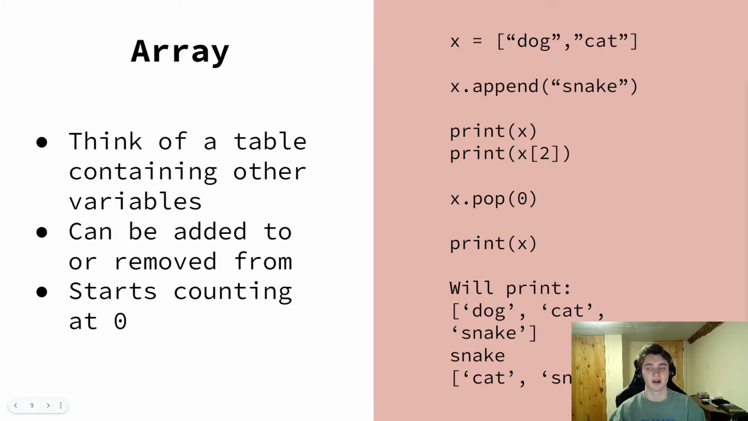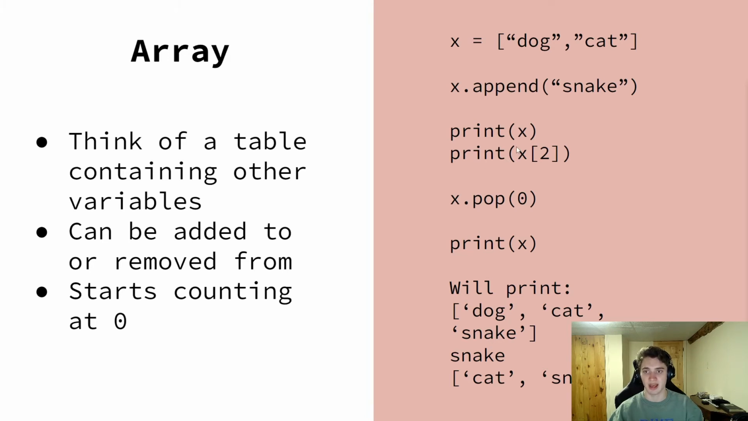And last on our prerequisite knowledge is an array. An array is a table of other variables. It can be added to or removed from, and it's important to remember that it starts counting at 0. So here we have x equals dog and cat, which is an array containing the strings dog and cat. And then x dot append is adding snake to the end of the array. So here we print x, which will print the entire array, which contains dog, cat, and snake.